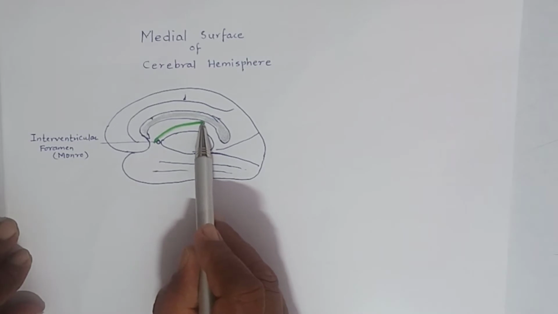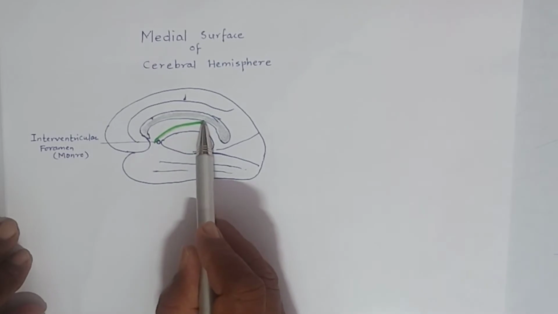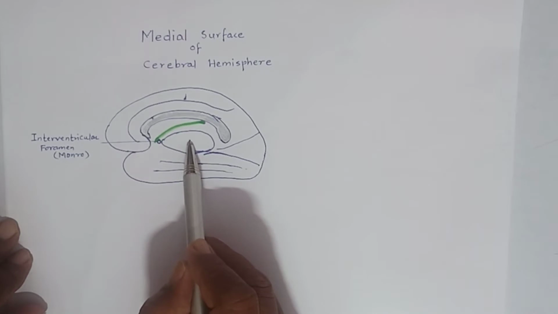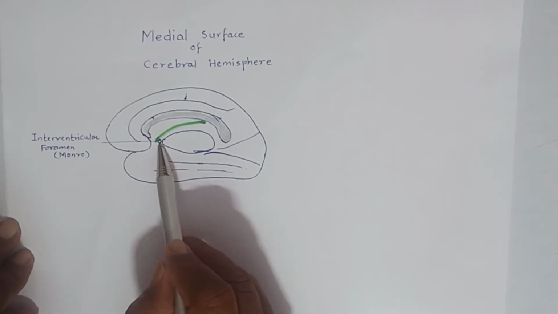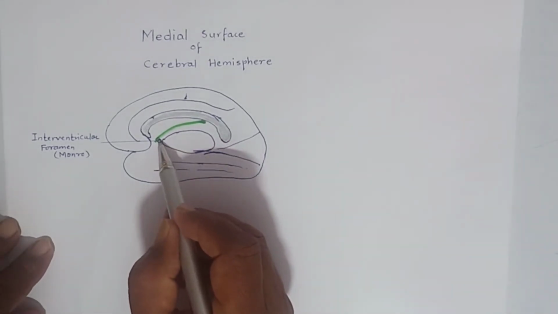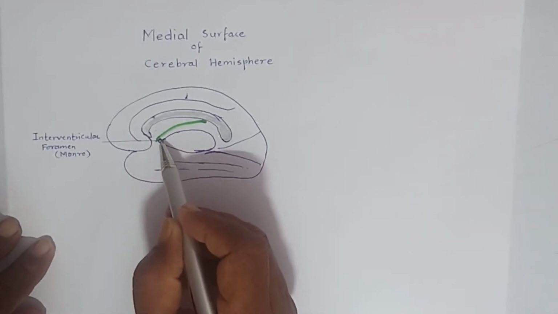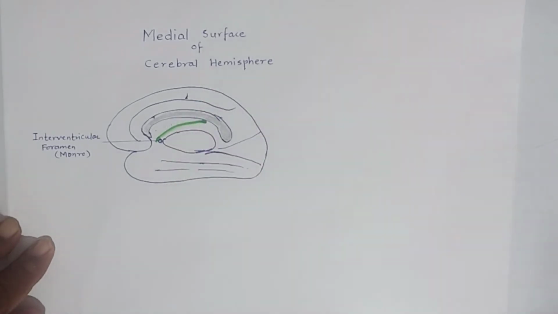This is the body of fornix, and extending downwards, forwards, and slightly laterally, this is the column of fornix. This is the thalamus. Between the anterior tubercle of thalamus and the column of fornix, this is the interventricular foramen or foramen of Monro. The part of lateral ventricle anterior to the interventricular foramen is anterior horn, and behind the interventricular foramen is the central part.